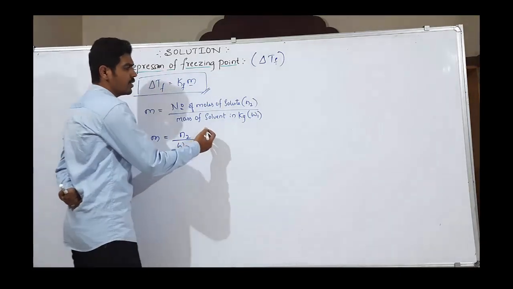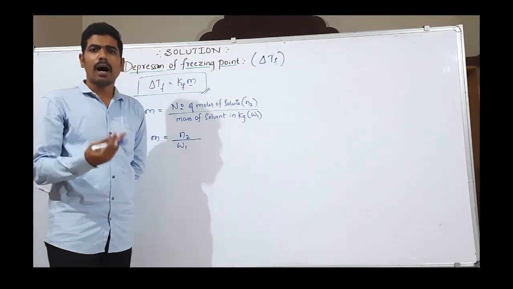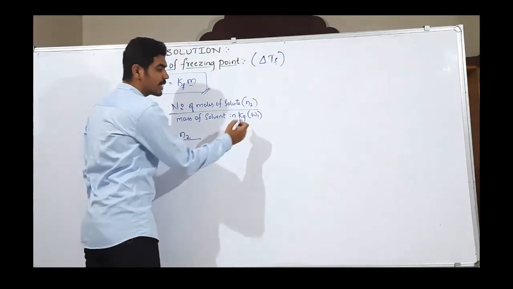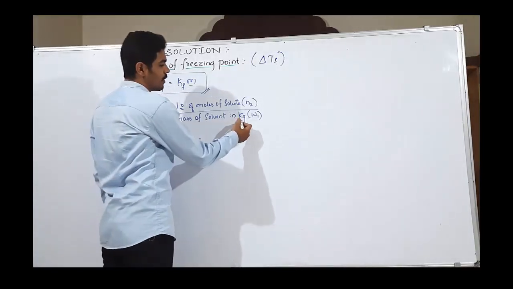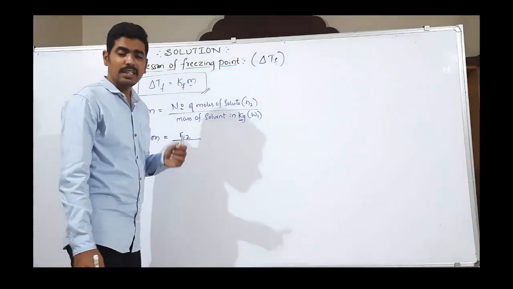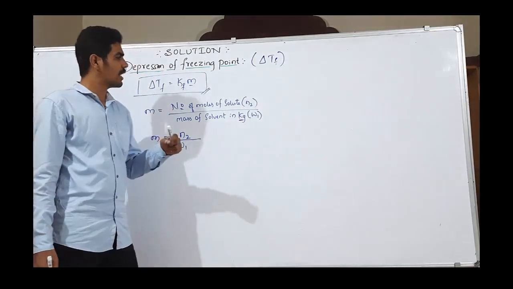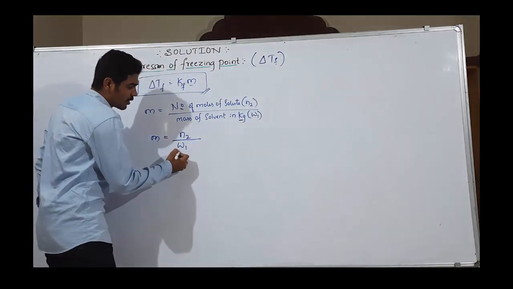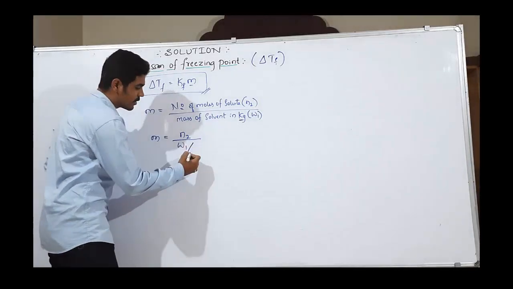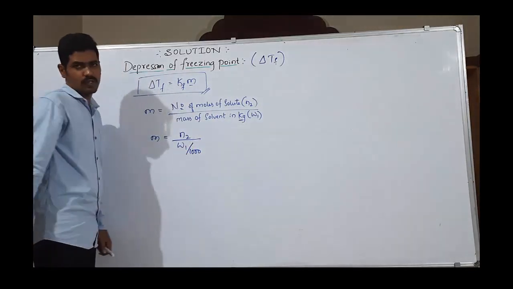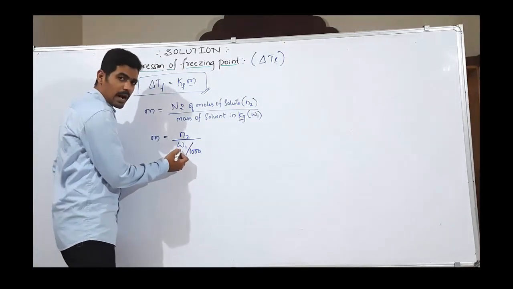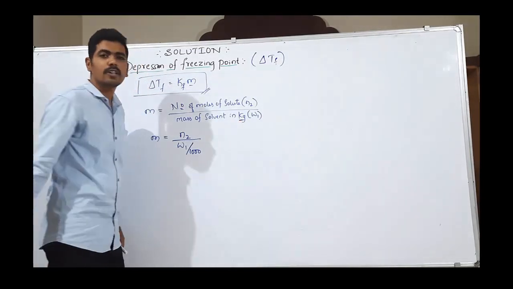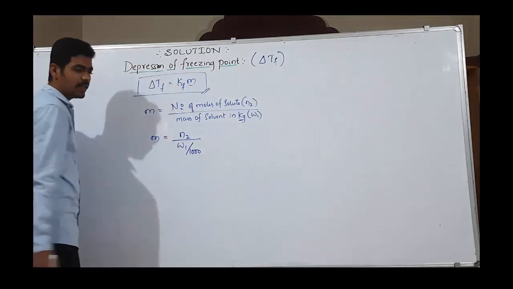But in problems they usually give the mass in grams, and you need to convert that gram into kg, because the mass of solvent should be in kg, but in problems they will give the mass of solvent as well as solute in grams. So in general we will convert this mass into kg by dividing it by 1000. When we divide the mass given in grams by 1000, you will get the answer in kg. So W1 divided by 1000.